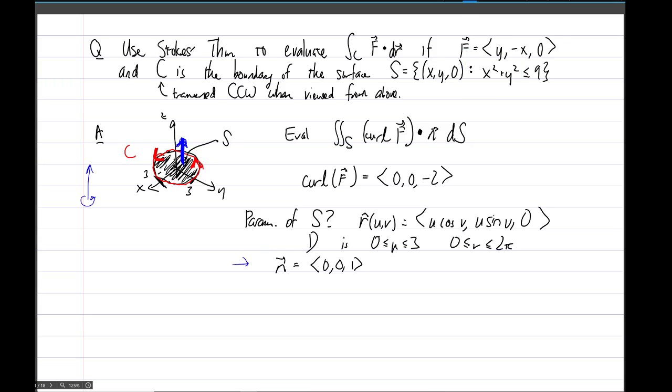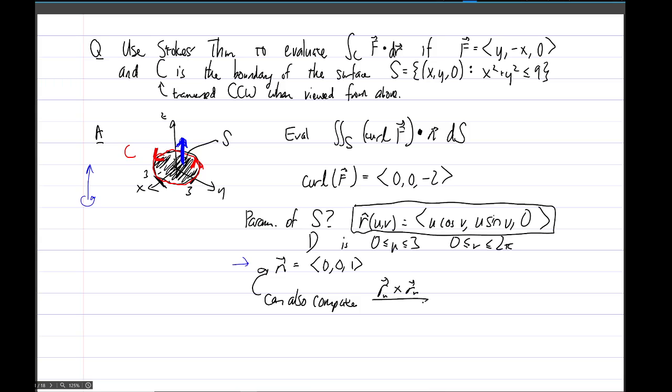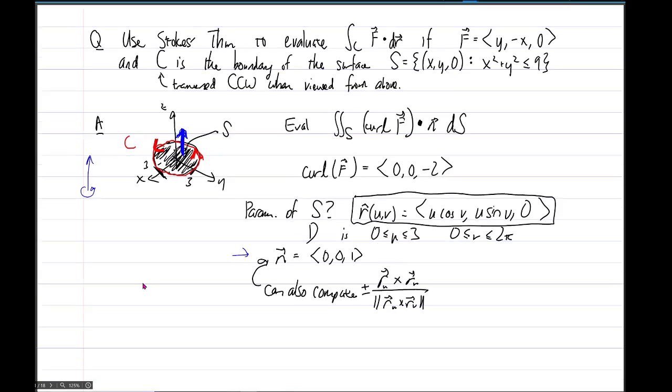We can also compute it, instead of noticing it from the picture. If you want, you could take the parameterization written as a vector function, and compute r sub u cross r sub v, divide by the magnitude of that cross product, and then look whether you need the plus or the minus sign. You could do it the more long-winded way. We just won't do that right here.